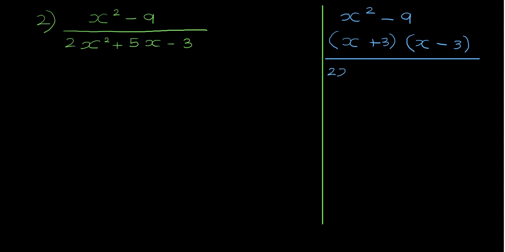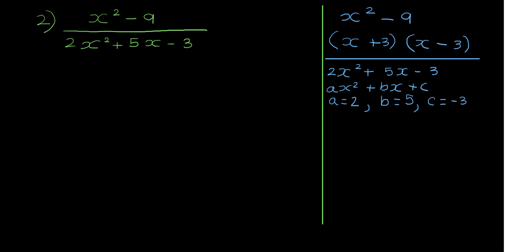It's 2x squared plus 5x minus 3. Now this is in the form ax squared plus bx plus c, where a is equal to 2, the coefficient of x squared. Sorry, the coefficient of x is b, and in this case b is 5, and c is the y-intercept, which is minus 3 in this case.